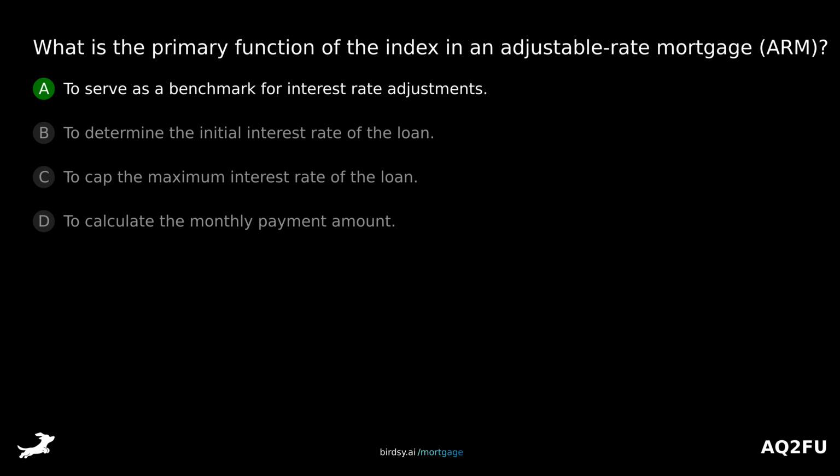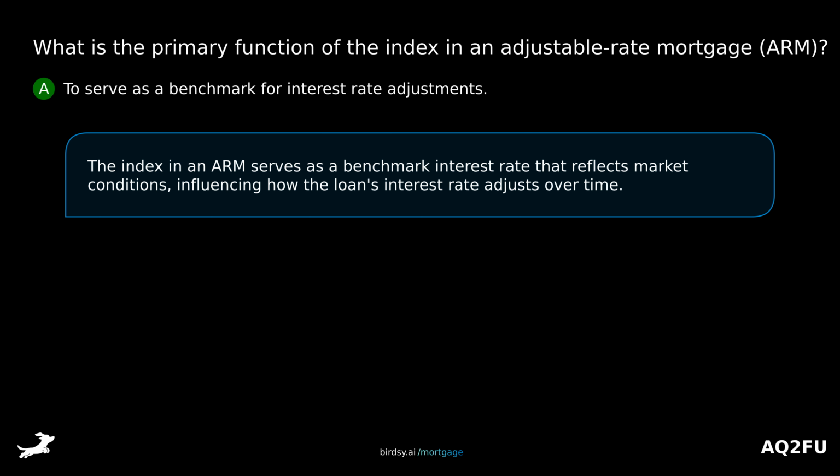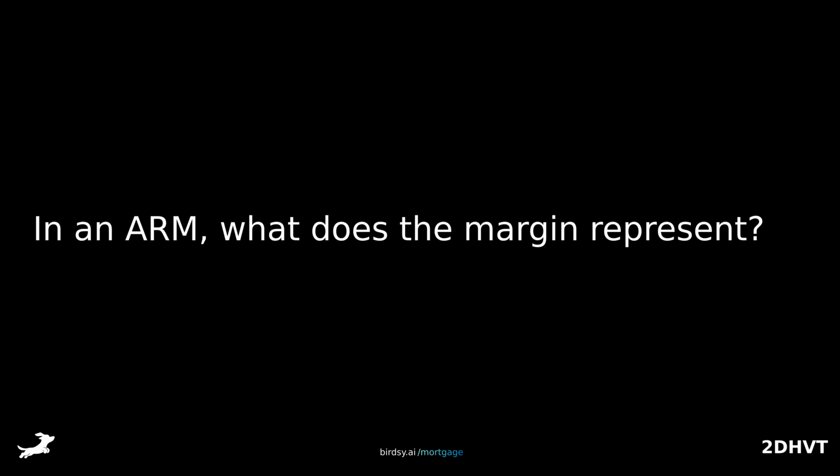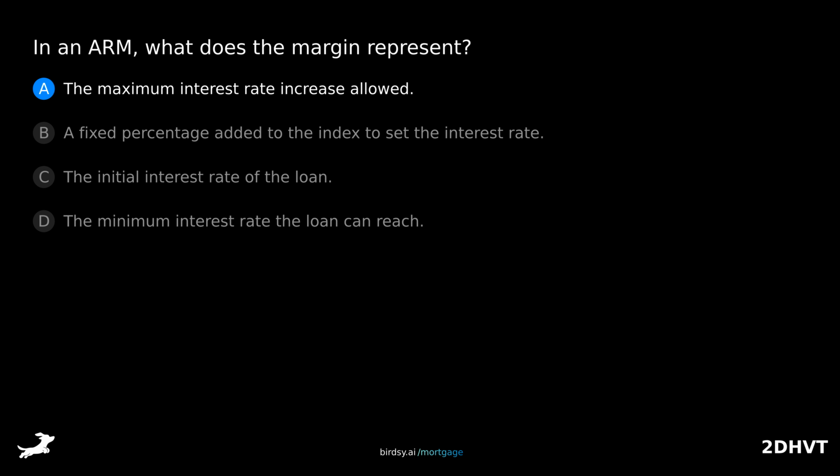The answer is A, to serve as a benchmark for interest rate adjustments. The index in an ARM serves as a benchmark interest rate that reflects market conditions, influencing how the loan's interest rate adjusts over time. In an ARM, what does the margin represent? Is it A, the maximum interest rate increase allowed?